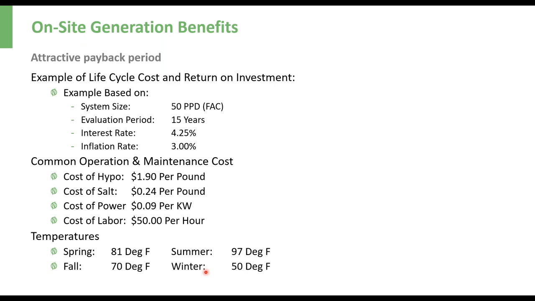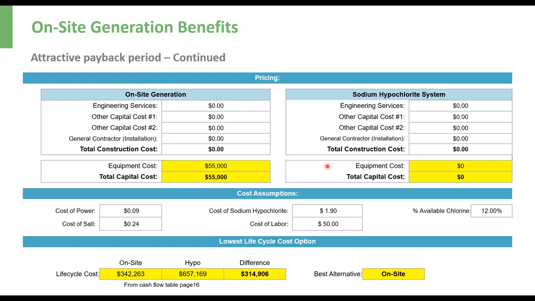Further north you go, those will probably get less and below. Now, if you look at the first slide I'm going to show you, on-site generation, roughly 55K, or 55,000. On-site sodium hypochlorite generation was an existing system that the customer already owned, so there's no capital expenditures.